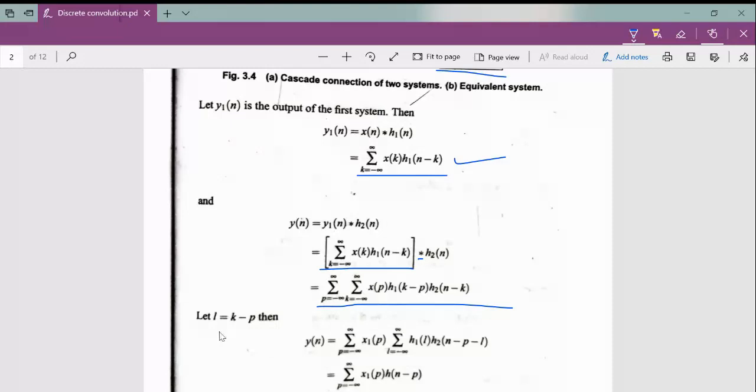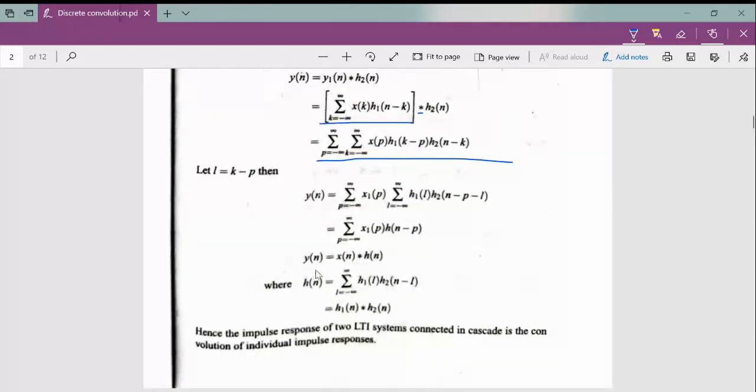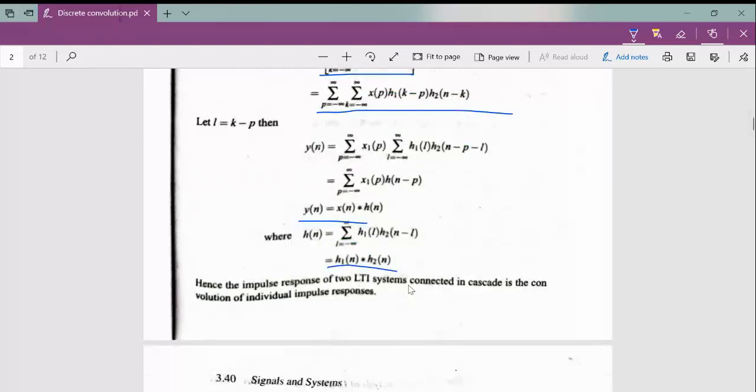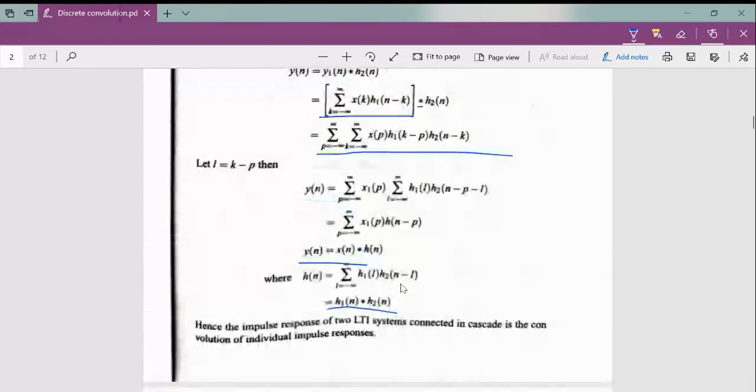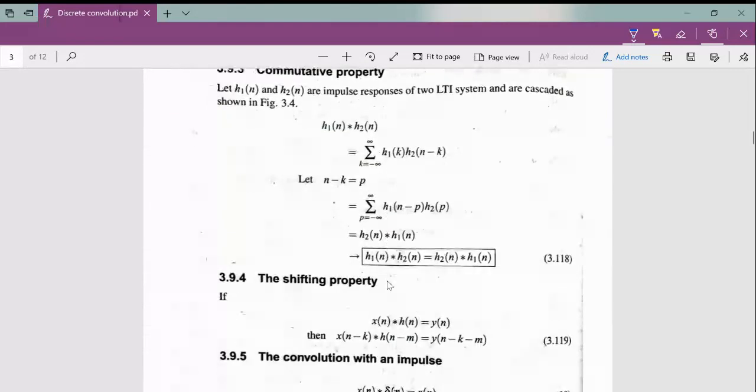k minus p. We need to use two convolution variables. In the case of y1 of n, the convolution variable is k, and in the case of y of n, the convolution variable is p. So a term like k minus p comes up. We are rewriting that by l, and on rearranging we get y of n equal to x of n convolution h of n, where h of n is h1 of n convolution h2 of n. Okay, so this is all about the associative property, and the third property is the commutative property.